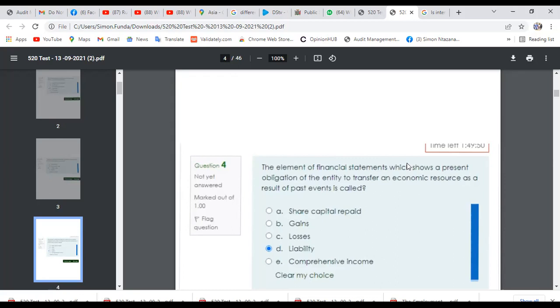Okay, and the opposite is an asset. Here on the asset, it means we are receiving, or that economic resource is generating revenue for the entity or for the company. So that becomes an asset. So if you have an economic resource which is generating revenue for you, that is an asset. If it is taking from you, it is a liability.